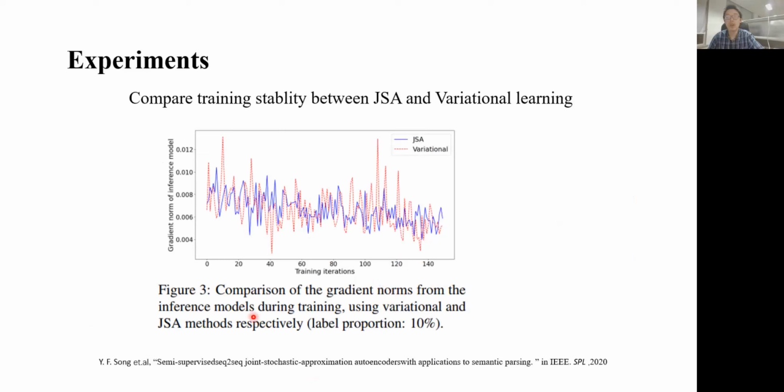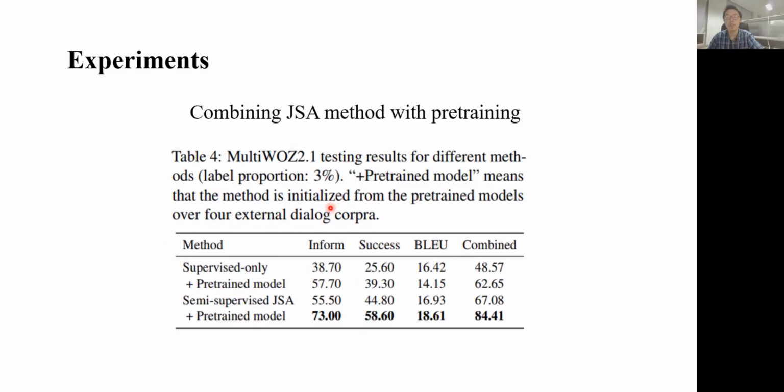The third is to compare gradient norms from the inference model during training. It is clearly shown in the picture that the training procedure in variational learning is much noisier. Similar results have been given in this paper, which is also evidence that JSA method has an advantage over variational method. Finally, we combine JSA method with pre-training.